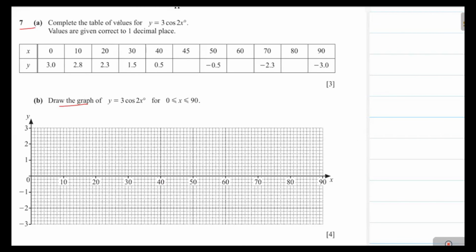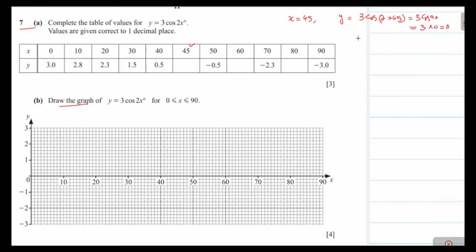Question 7, part A, complete the table. y equals 3 cos 2x degrees. Values are given correct to 1 decimal place. Now you see here the value of x 45 degrees, the value of y is missing here. We can find this value when x is equal to 45. Then y will be equal to 3 cos 2 into 45. Now this value is 90. Therefore, we can write 3 into cos 90, which is 0. Therefore, 3 into 0 is equal to 0.